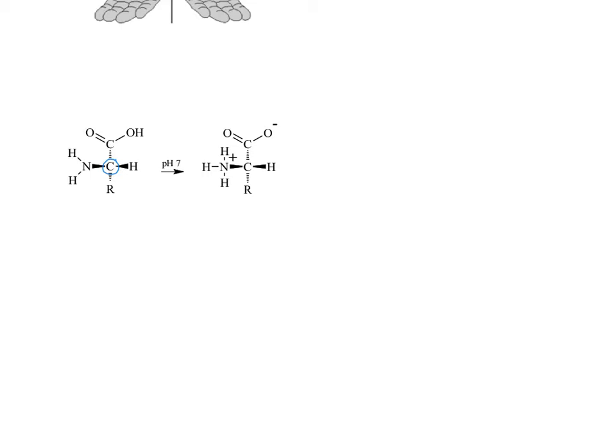Well, it's a carbon that has a nitrogen attached to it, in this case by an amine. It has a carbon attached to it as part of a carboxylate. It has a hydrogen attached to it, and it has then a variable group, which we haven't got to yet. That's your core amino acid structure.